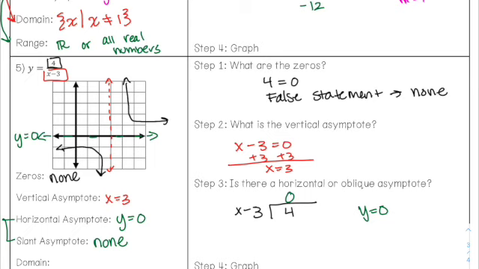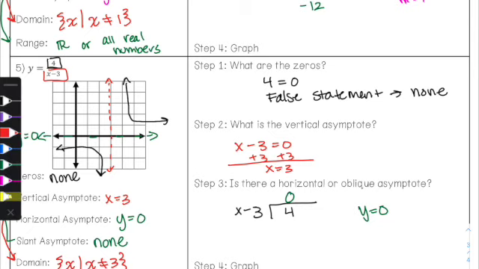Your domain relates to your vertical asymptote. So this is going to be all values of x such that x cannot equal 3, because we have a vertical asymptote there. Your range relates to your horizontal asymptote. Our range is going to be all values of y such that y cannot be 0, because we have a horizontal asymptote there. So this is what example 5 looks like.